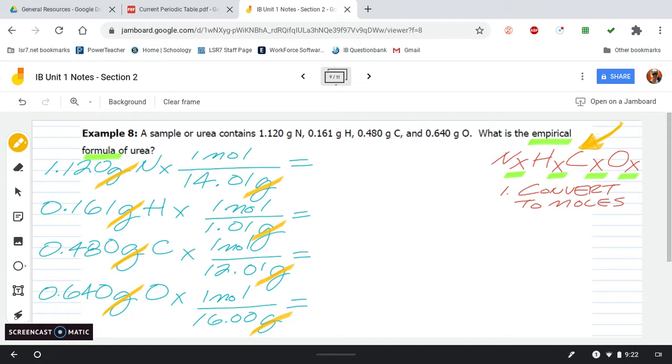And so I'm going to take my 1.12 divided by 14.01. And then with the 4 sig figs, I'm going to end up with 0.07994, and then that's going to be moles. The second one, 0.161, and I'm going to divide that by 1.01, but this doesn't get as many sig figs, so it's going to be 0.159.